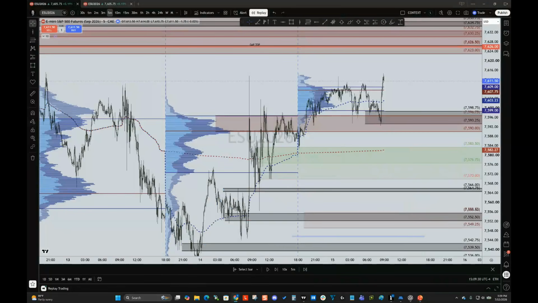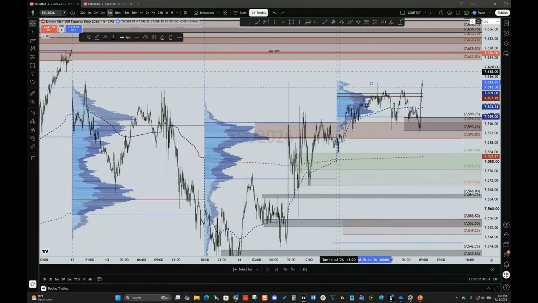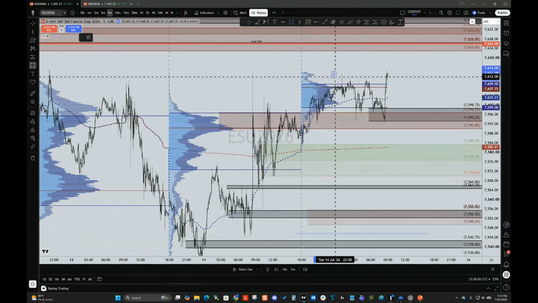This is the ES September contract at 9 a.m. today, July 15, 2026, 5-minute time frame. I have some levels plotted. For example, some are order blocks, some are based on volume profile. But that is not the topic of this video. What this chart is telling me is that ES is range bound at the moment. I will say this is the range.